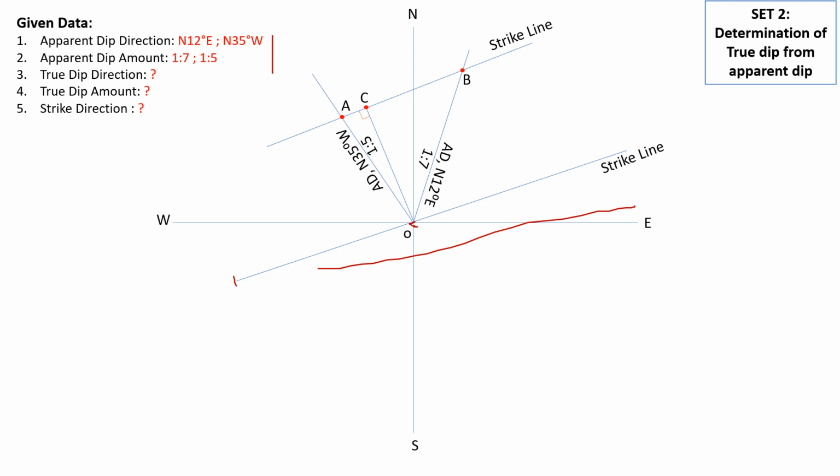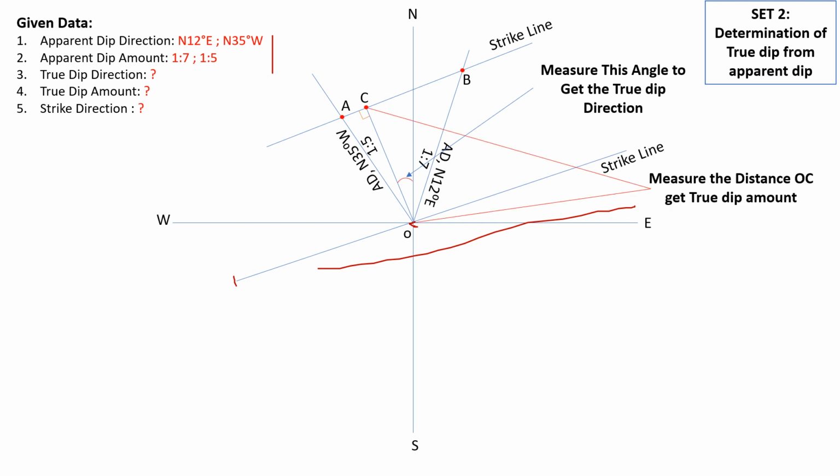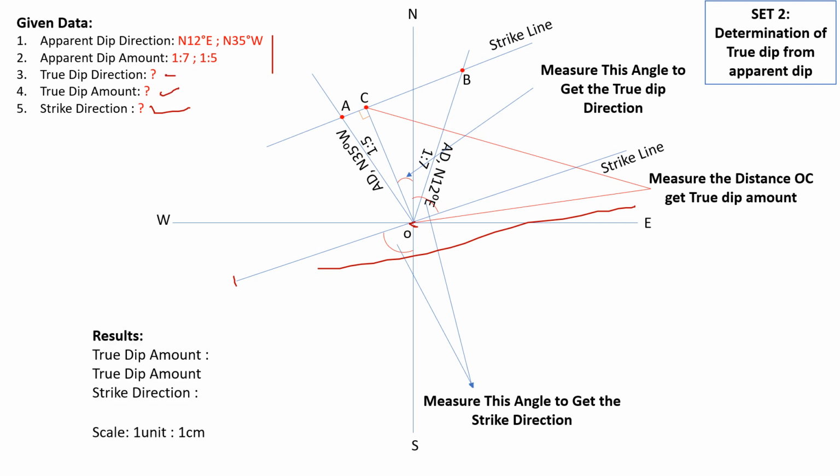Now, if I measure the distance OC, I'll get the true dip amount, and if I measure this angle from north to west, I'll get the true dip direction as well. And if I measure these two angles, I'll get the strike direction as well. So we found the true dip amount, calculated the true dip direction, and identified the strike direction as well.